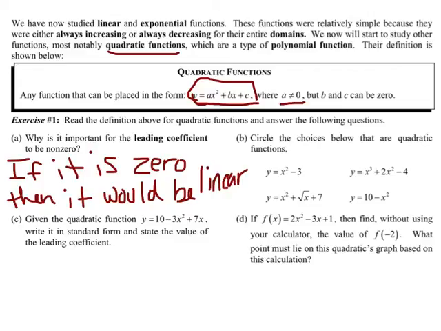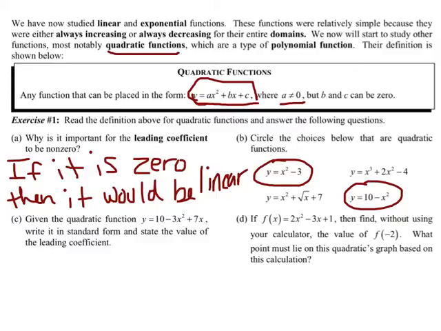B. Circle the choices below that are quadratic functions. Well, the first one is definitely a quadratic because we have x squared. And this one over here, even though it's not written in proper form, that is definitely a quadratic as well. The others are not quadratics.